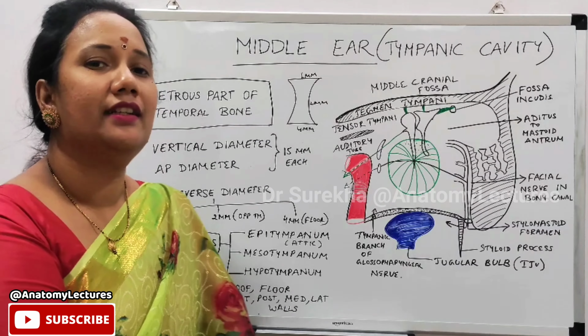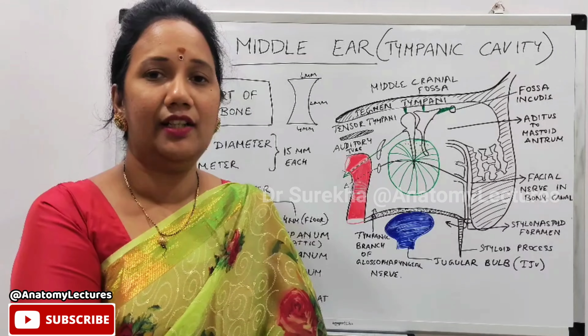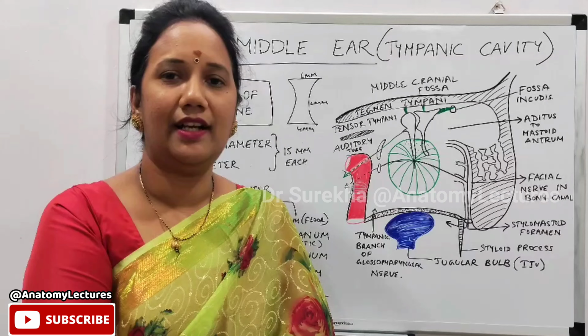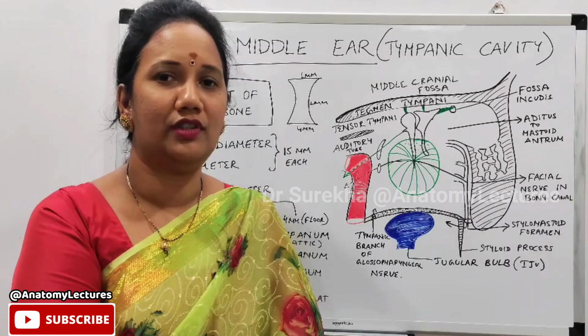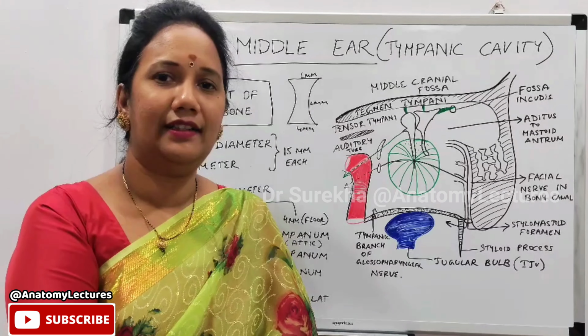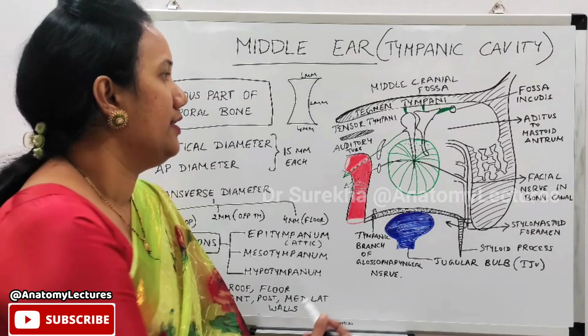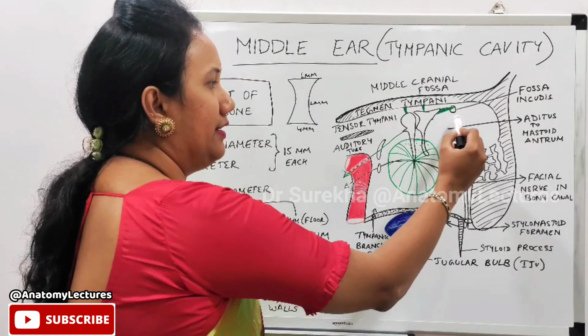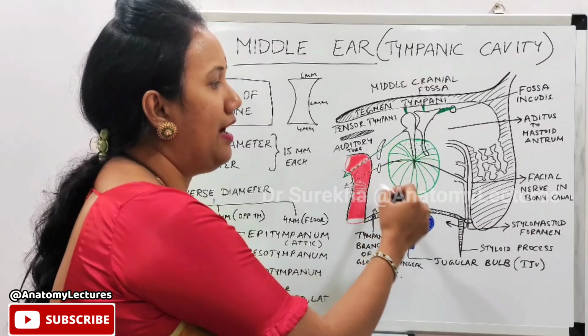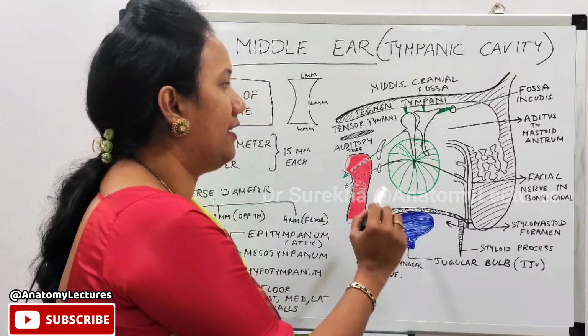So this middle ear is roughly cuboidal in shape. So it has a roof, a floor, an anterior wall, posterior wall, medial wall, and the lateral wall. So this is the roof, this is the floor, this is the anterior wall, this is the posterior wall, and the wall shown here is the lateral wall.